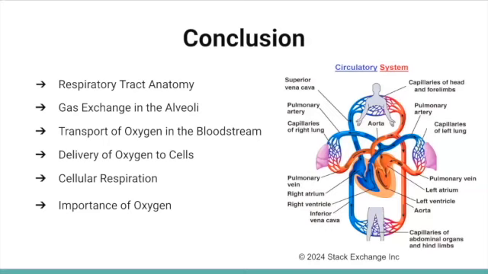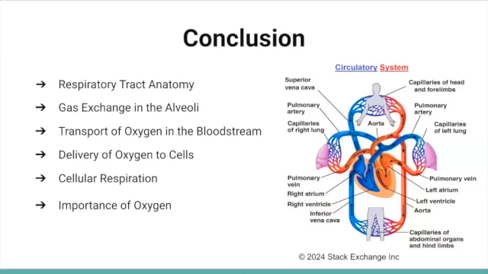We went on to delivery of oxygen to cells, where oxygen-rich blood reaches tissues and organs through the systemic circulation, where oxygen is released from hemoglobin and diffuses into cells to support cellular respiration. Then we got a little bit more into cellular respiration and how the cells utilize oxygen and glucose to generate ATP, which is the energy currency of the cell, while producing CO2 and water as byproducts.